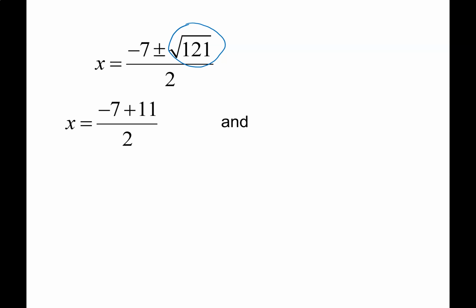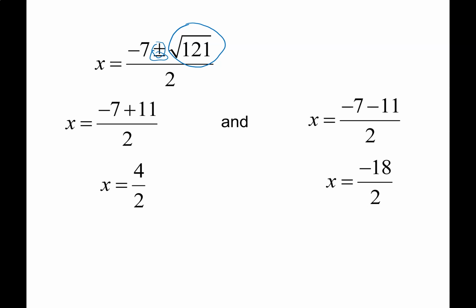So I get two answers. One is negative 7 plus 11, the other is negative 7 minus 11, and then you just work it out. Negative 7 plus 11 is 4, divided by 2. Negative 7 minus 11 is negative 18, divided by 2. You get the answers 2 and negative 9. Now again, I would have been much happier solving that at the beginning by factoring. It's faster for me, but this works.